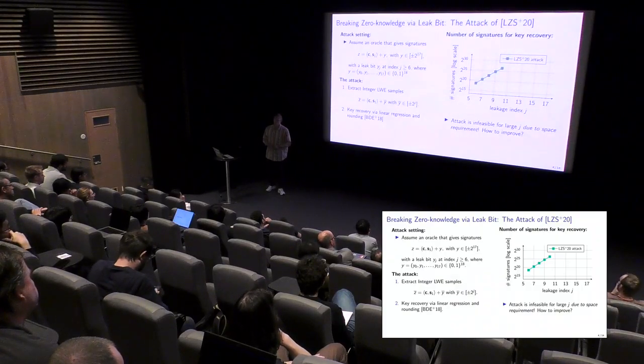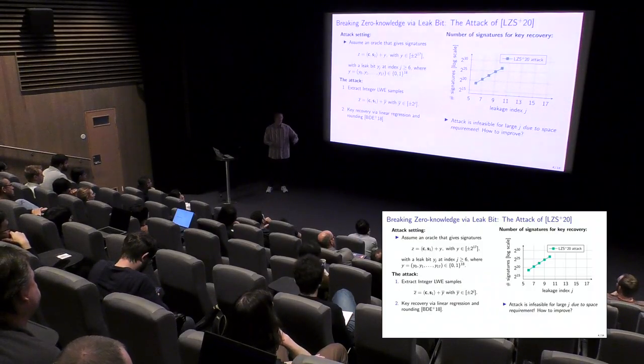We asked ourselves how to improve the attack. Is it possible to reduce the number of signatures? Can we achieve the higher order leakage indices?